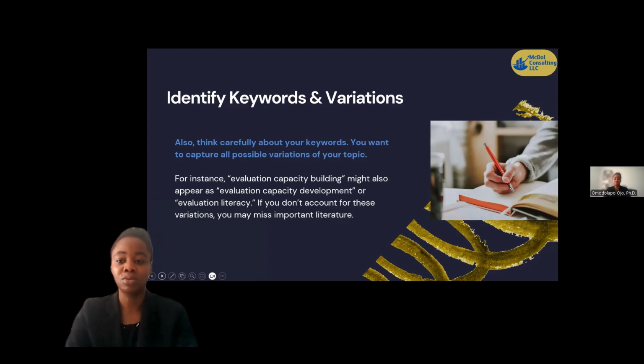As you're trying to gather keywords for your study, make sure that you have every relevant term, because this same idea is being represented across different concepts, and this will help you not to miss out on important literature.